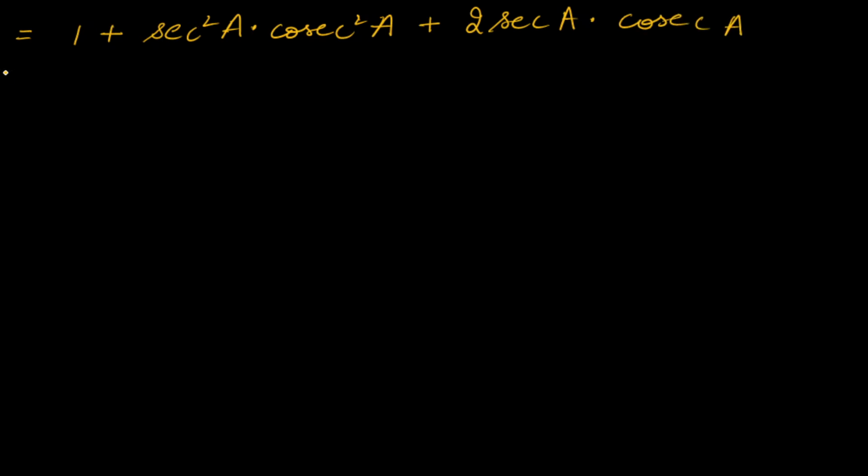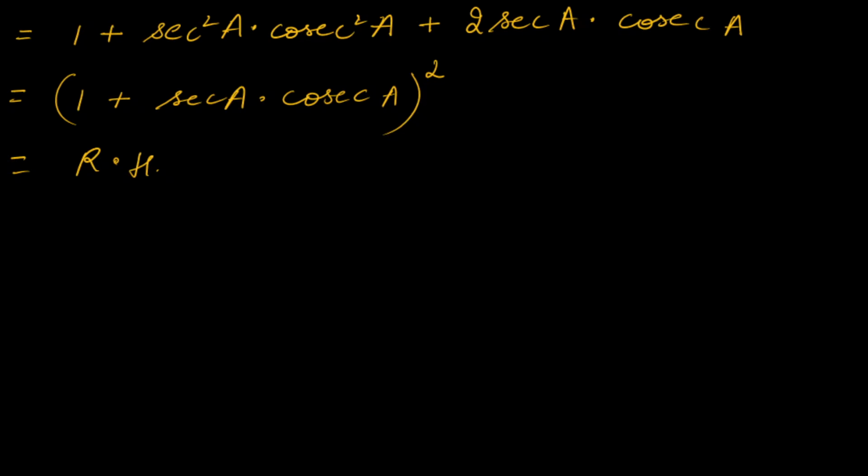Now I think we already got it. This thing is actually A plus B whole square, where A is 1. So I can write it as 1 plus secant A into cosecant A, whole square. I showed you at the starting itself, if we expand this square, we are going to get this thing only. Yes, very good. Those who participated in this question. So this is equal to the right hand side.